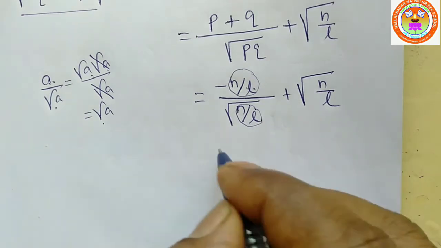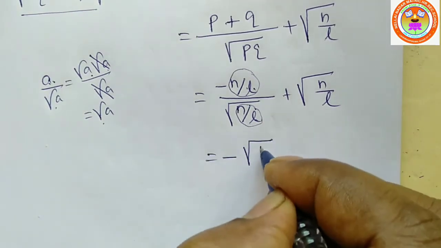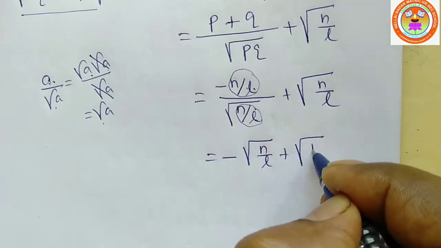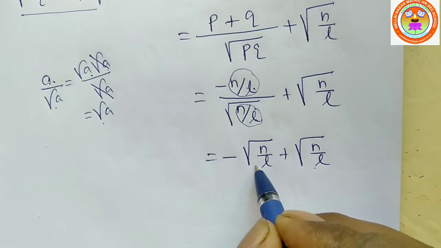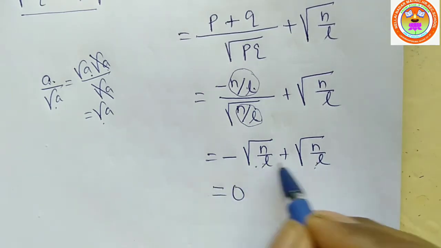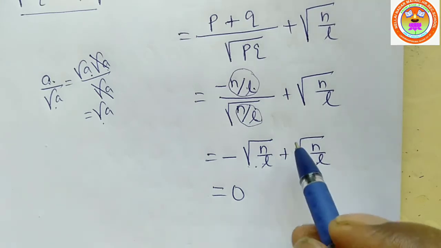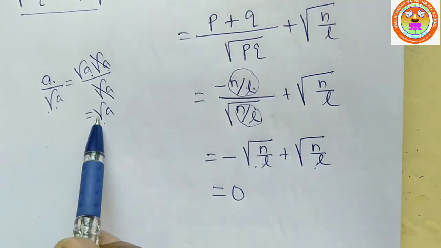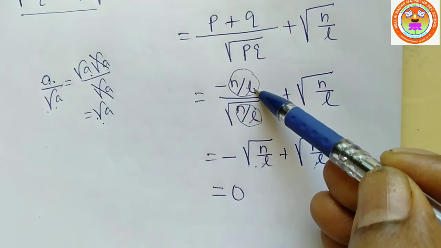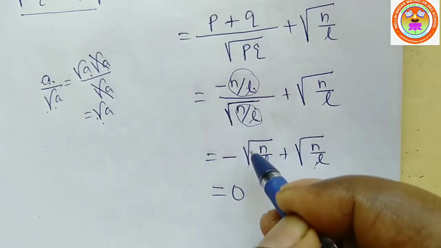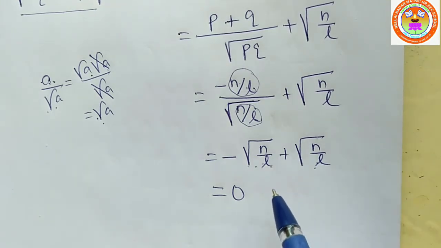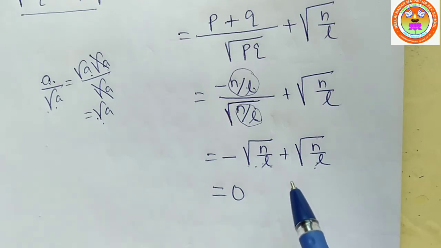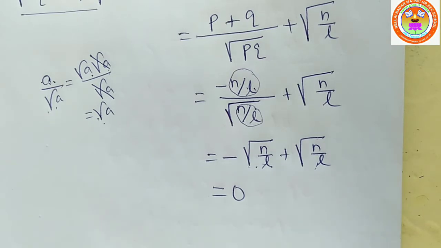So minus root of N by L plus root of N by L plus root of N by L minus root of N by L is 0. So the answer is 0, plus minus, same term, no? Is it clear? See, A by root A means root A. Likewise, N by L divided by root of N by L is root of N by L. So this is the easy way to solve this sum. But this question carries 5 marks. Very, very important question. So do focus on this question. Okay? Now we can move on to the next question.